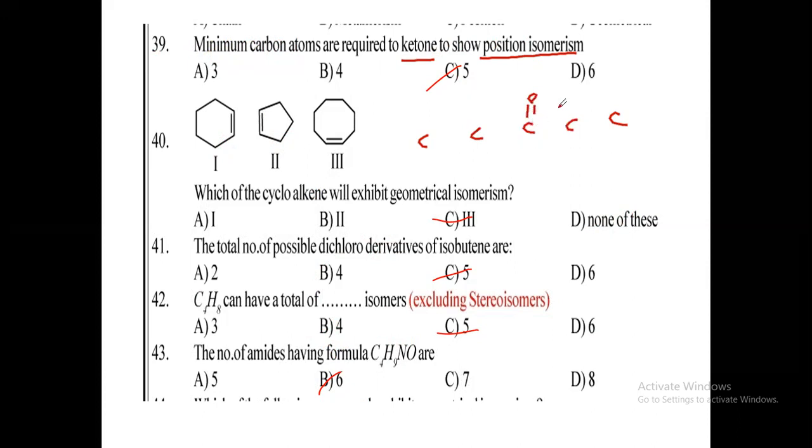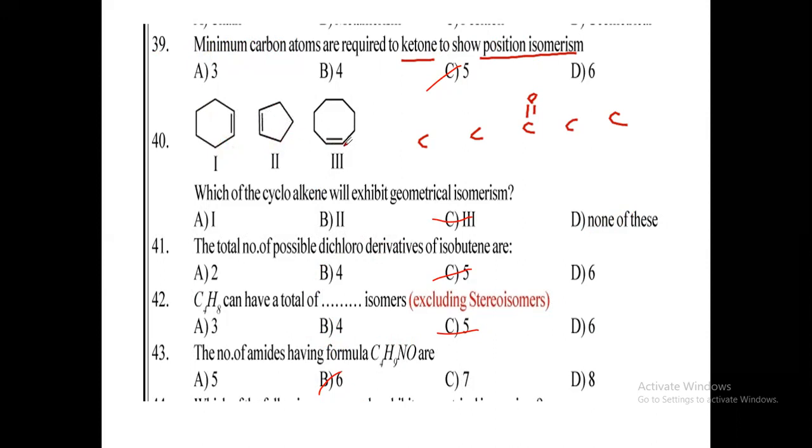So like this, the ketone should be having what now? Ketone should be having minimum 5 carbon atoms to show position isomerism. Here it is 3-one, it will be 2-one. Okay, next. Now they have given a 6-membered ring with one double bond, 5-membered ring with one double bond.